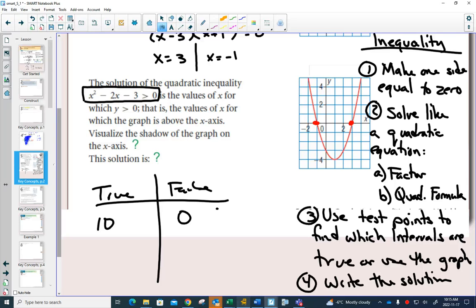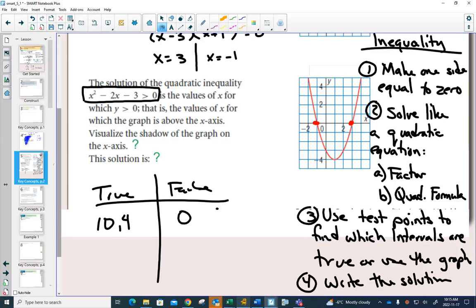So we've got one that works, one that doesn't work. Can you find another one? Did someone find a different one that works? Anything over 3? I'm not sure if anything over 3 will work, but I want a specific number. 4. Does 4 work? 16 minus 8 is 8, minus 3 is 5. Is 5 bigger than 0? Yes.